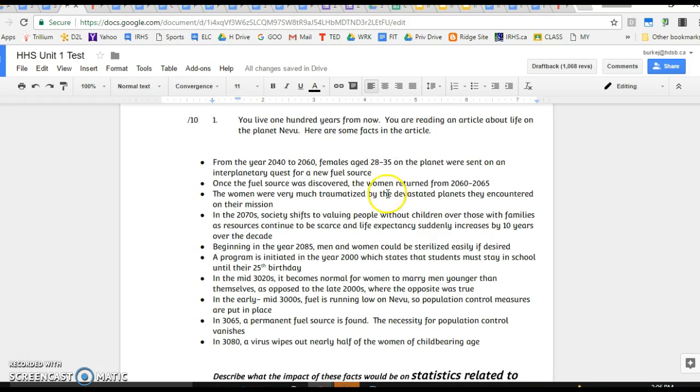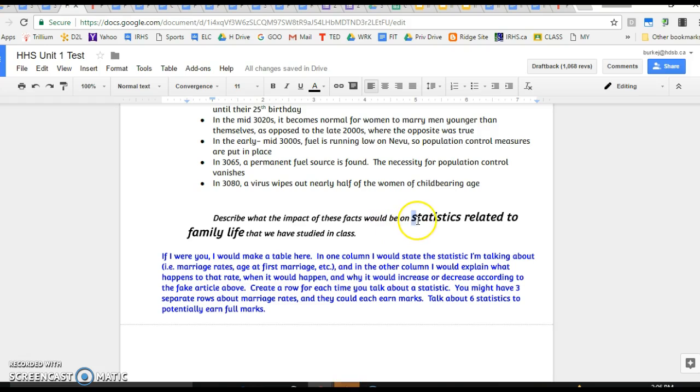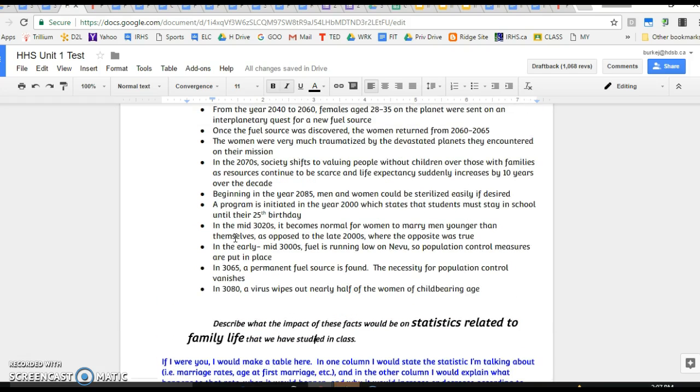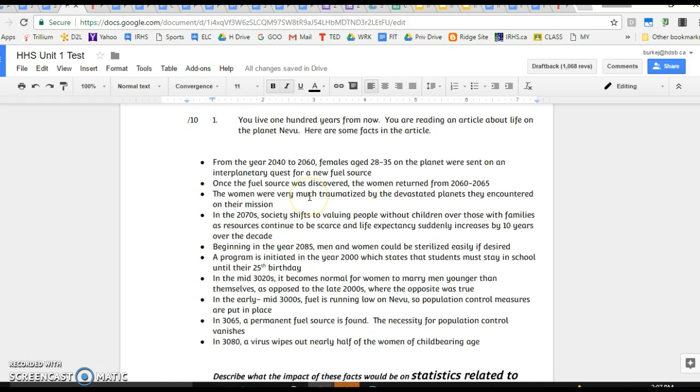Okay, final question. This is a make-believe circumstance, but you're going to use our actual notes about statistics related to family life. So, age at first marriage, marriage rates, I think we had divorce rates, childbearing rates, like the birth rate perhaps, whatever it was. This is the one where you made the graphs and put them in a slideshow. So, for example, during these years, this group of females are sent away. What might that do to marriage rates while they're gone? Would it have them go up, go down? Why? What would it do to the birth rate? Would it increase? Would it decrease?